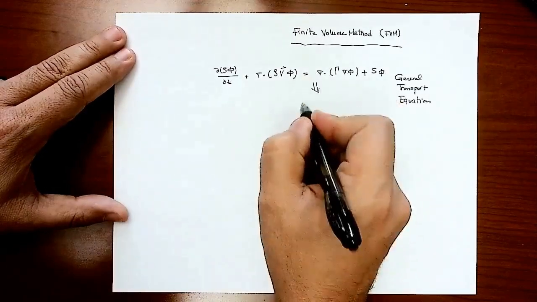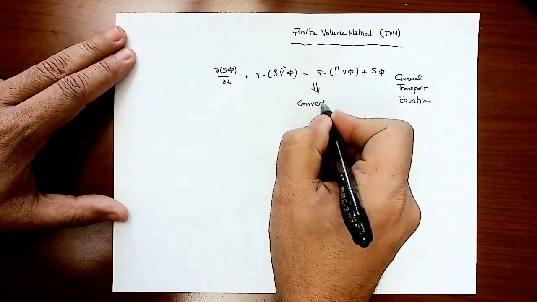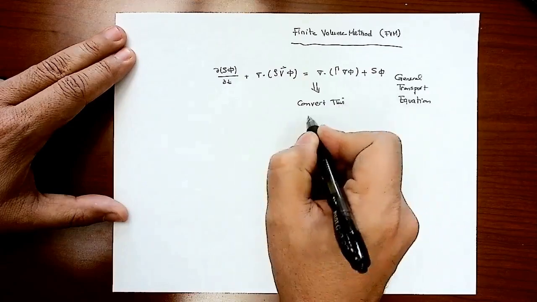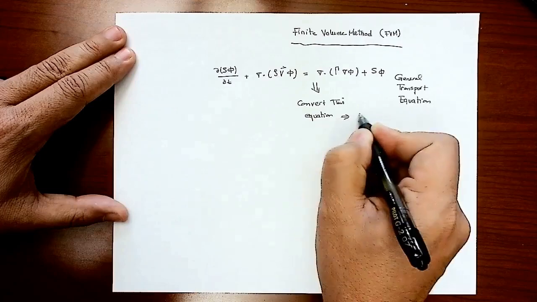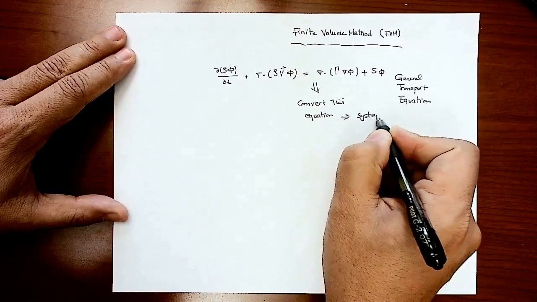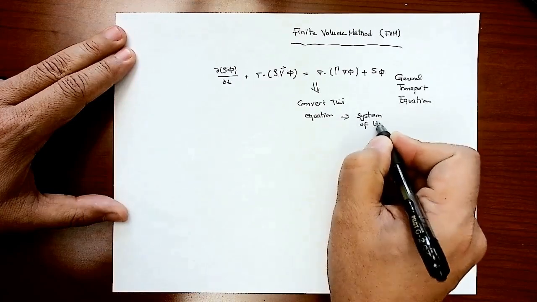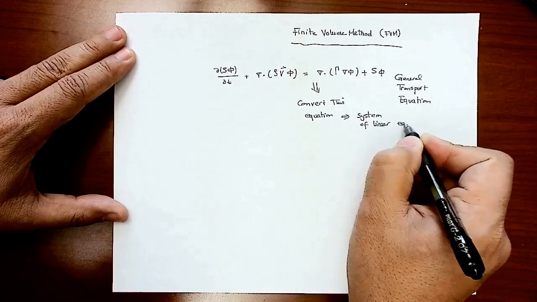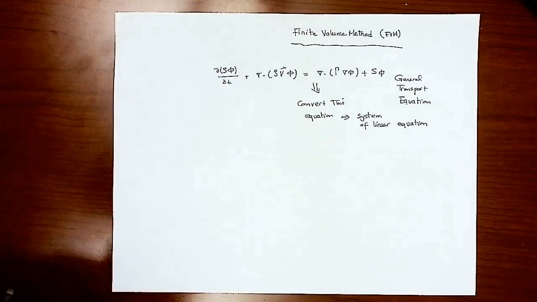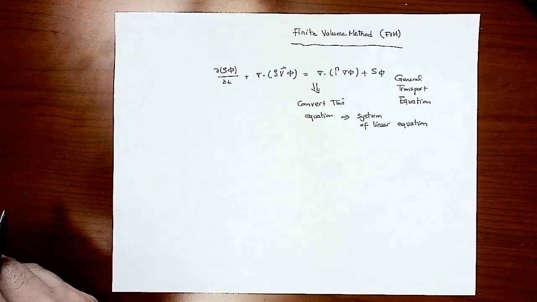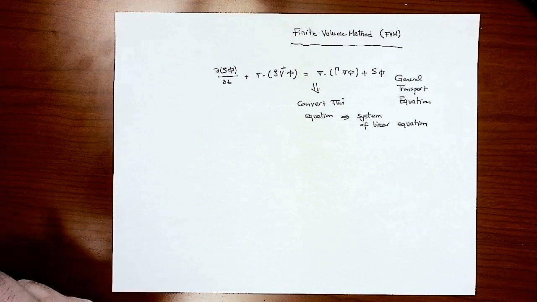So we would like to convert this equation actually into a system of linear equations. We have seen many times when we went through examples how the differential equation got turned into a system of linear equations when we used the different finite difference methods.